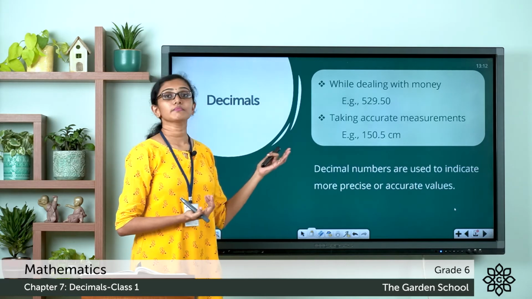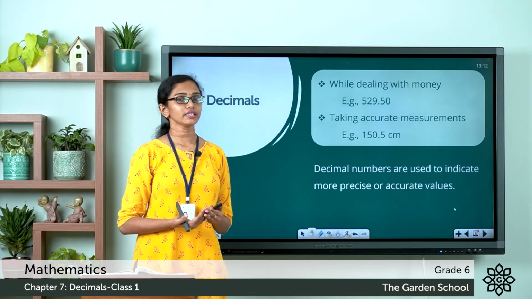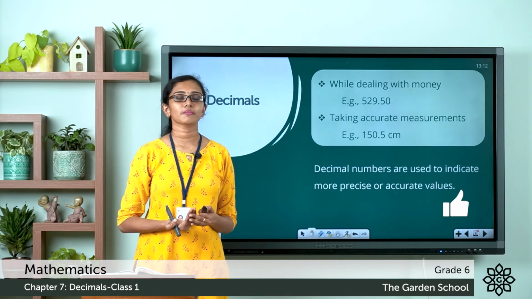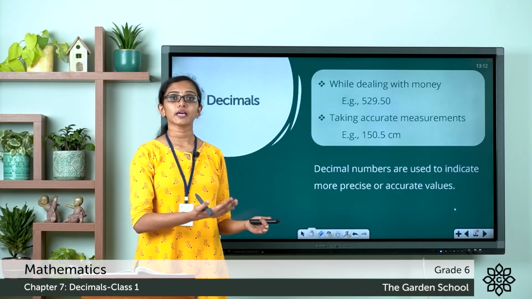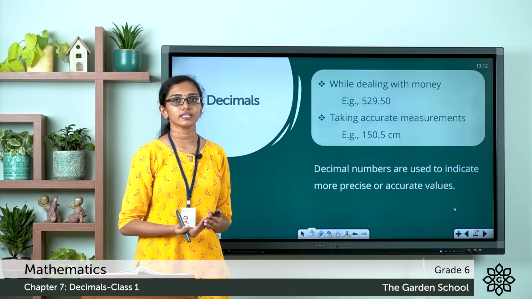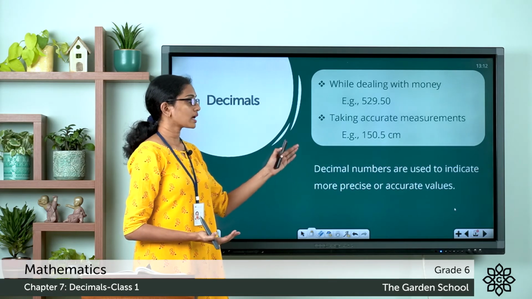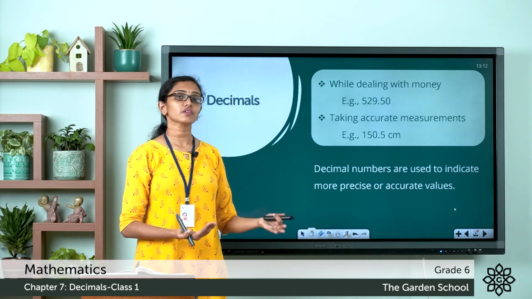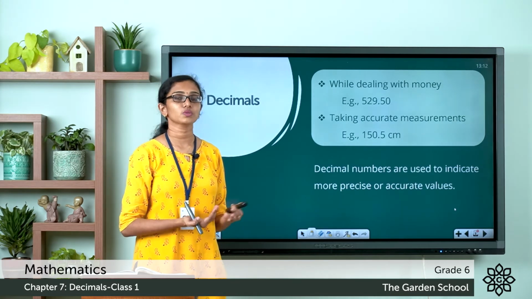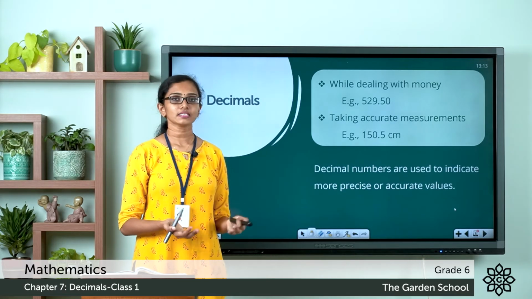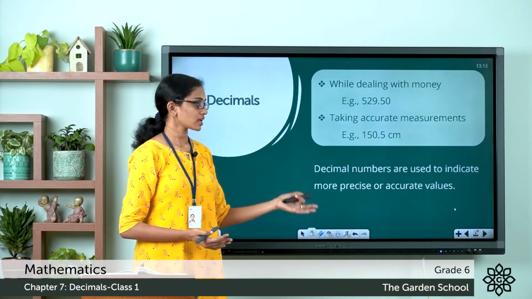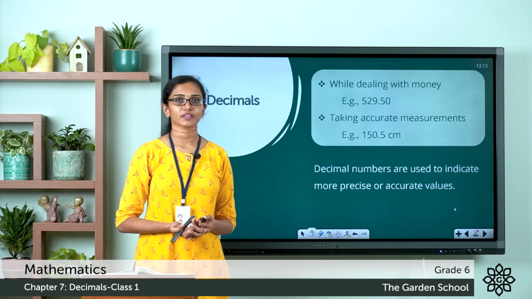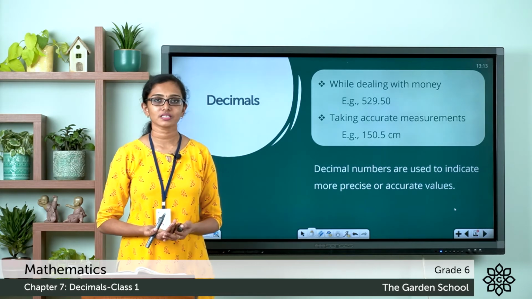Now, what about taking measurements? Someone is asking you, what is your height? You may answer, it is around 150 centimeter. There you are giving an approximate value. But what if you give them the exact value? It will give them a better idea. So if your actual height is 150.5 centimeter, that will give the other person an accurate idea of the actual height, right? We use decimal numbers to represent accurate measurements. That is, decimal numbers are used to indicate more precise or accurate values, which whole numbers may not be able to provide. So children, I hope the concept of decimals is clear to you.